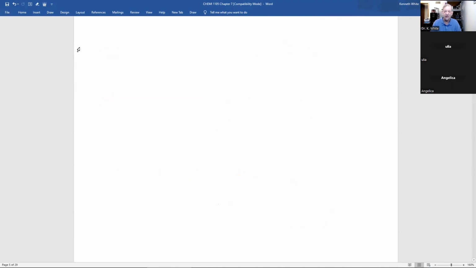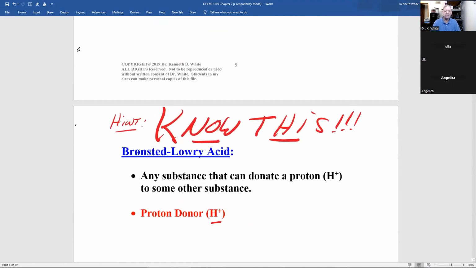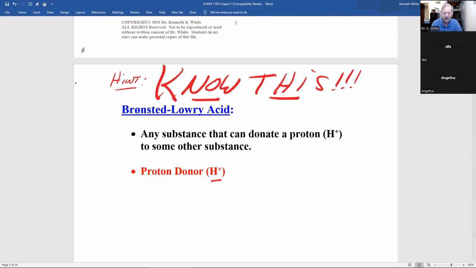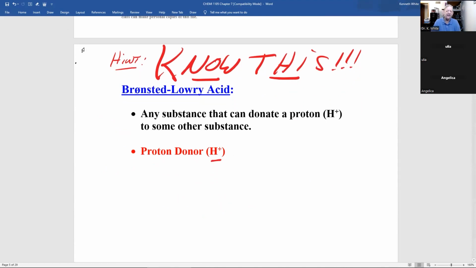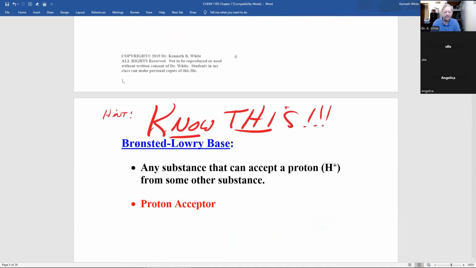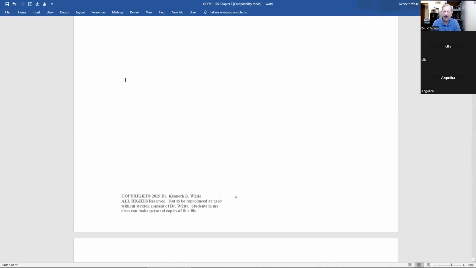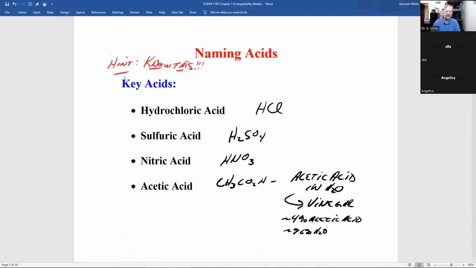If I'm a Brønsted-Lowry acid, I'm a proton donor. Here, take my proton. I'm an acid. Remember, under the Brønsted-Lowry theory of acid and base, an acid is a proton donor and a base is a proton acceptor. And if we go back to these lists, hydrochloric acid, sulfuric acid, nitric acid, and acetic acid are all proton donors. That's why they're called acids.